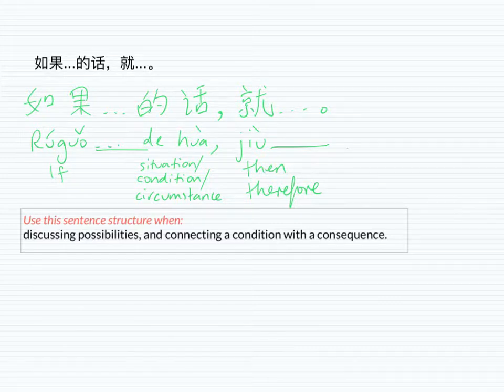Okay, so writing everything in your books that you can see on the screen there, including use this sentence structure when discussing possibilities and connecting a condition with the consequence. So if something, then something.